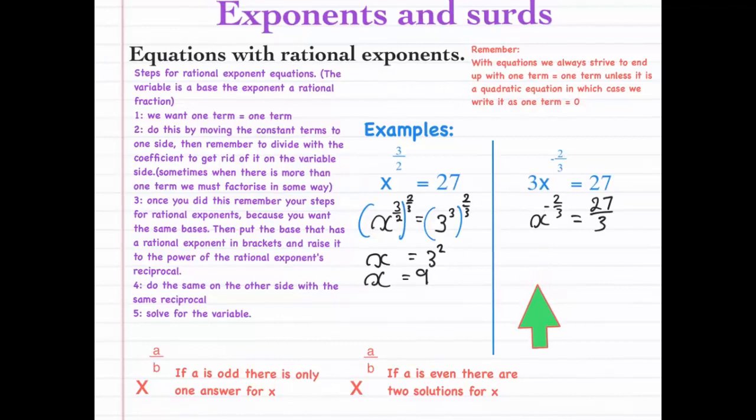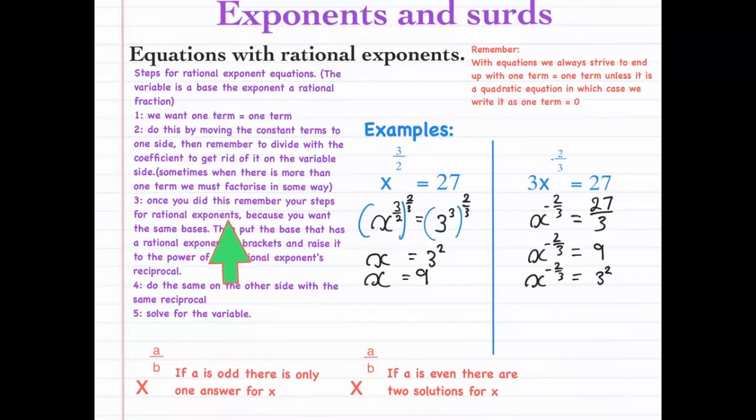And then we get the following. x to the power of minus 2 over 3 equals 9, okay? And now we want to follow our rational exponent steps. So there's a rational exponent in this whole equation, so we're going to rewrite that 9. So this is going to become x to the power of minus 2 over 3 equals 3 to the power of 2.